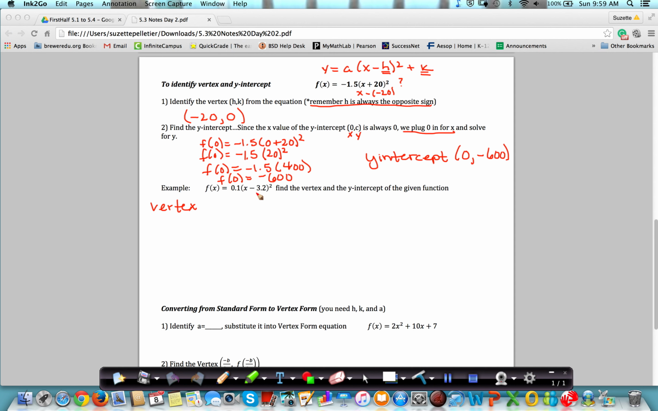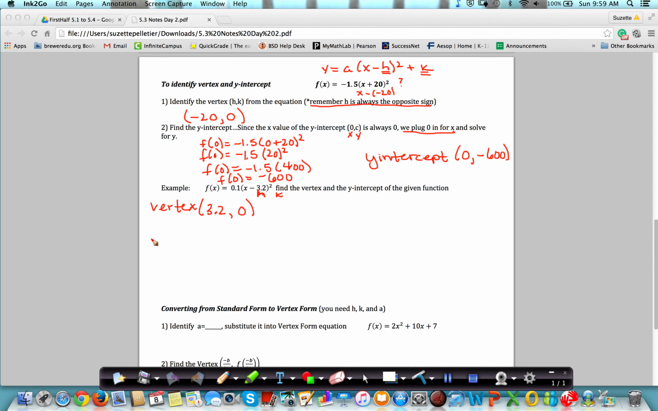And here it's x minus. Here's our h, and the k is outside the parentheses. So I have 3.2 for the h and 0 for the k because there's nothing outside my parentheses. So I know that that's going to be a 0. So again, pretty easy. Grab it right from the equation.